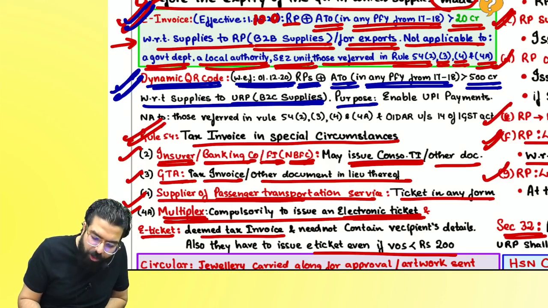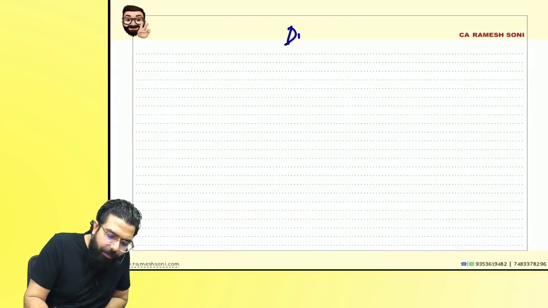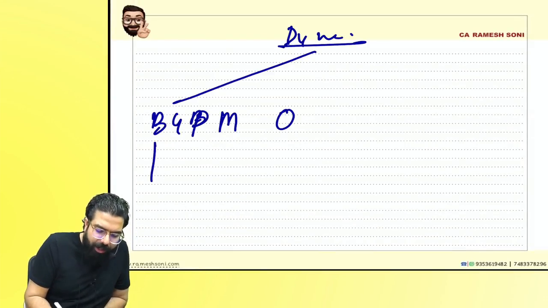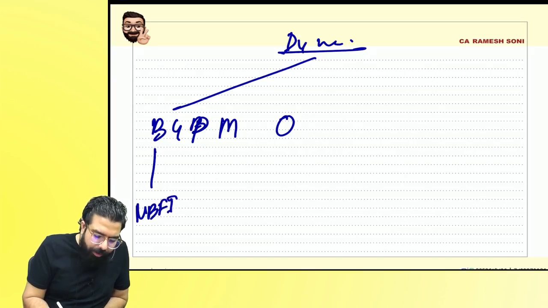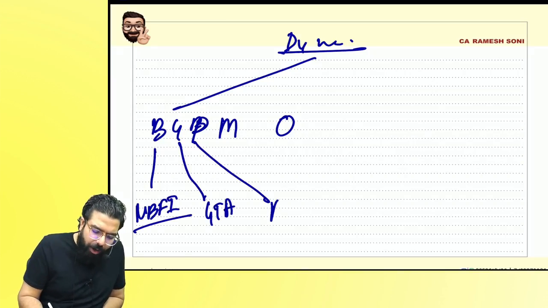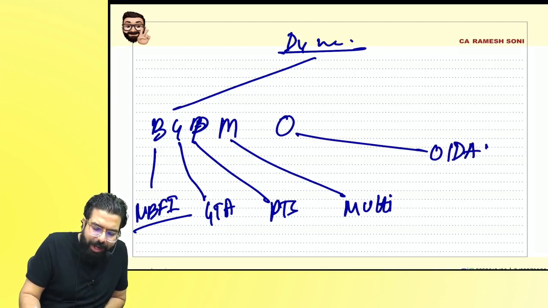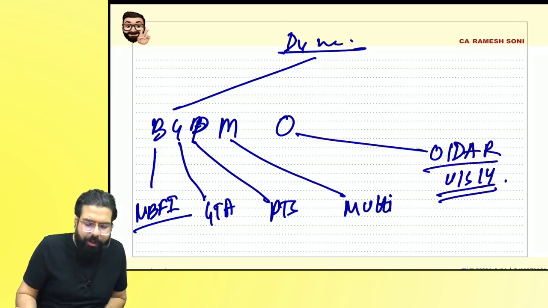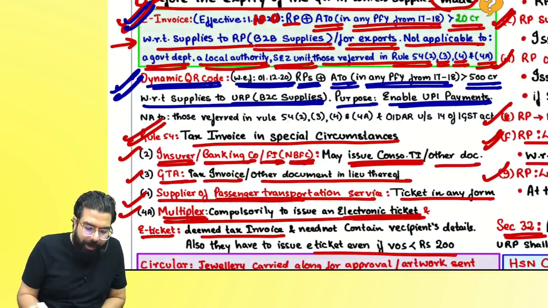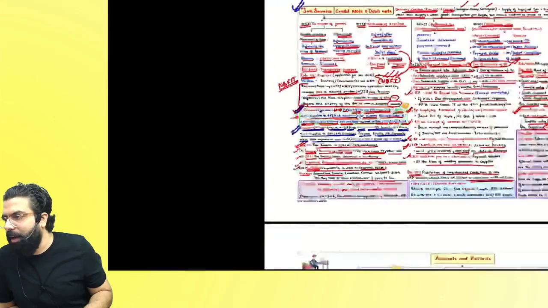What is the purpose of dynamic QR code? It is to enable UPI payment. And dynamic QR code is not applicable if you are BGPMO. Sir, if you are NBFI, that is NBFC, banking company, financial institution and insurance company. G for GTA, P for passenger transportation service provider, M for multiplex and O for OIDAR under section 14, basically who is supplying his services from outside India. It is not applicable to those referred to in BGPM plus O. Are we clear, everyone? Yes, sir.